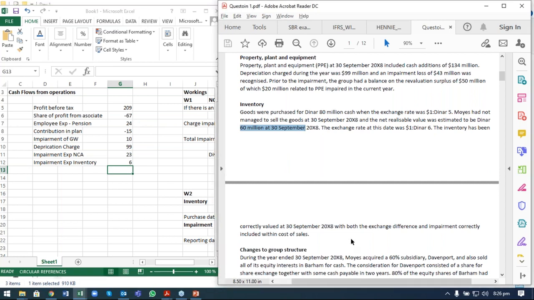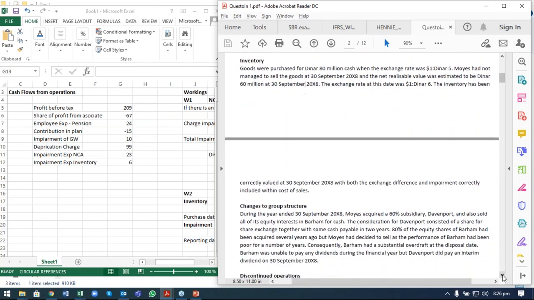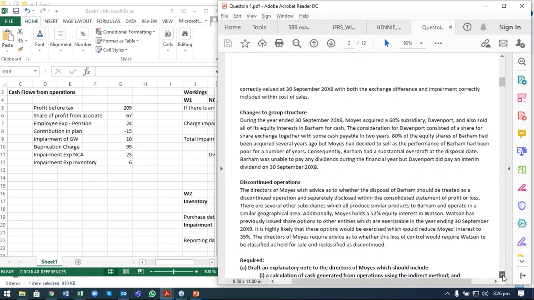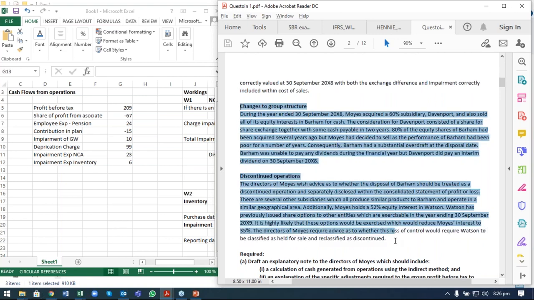Now looking into changes in group structure. This is the next point where we're going to mention it. But before this, after these two adjustments, I'll be looking at your questions and seeing if someone has any concern. So I'll be explaining it.